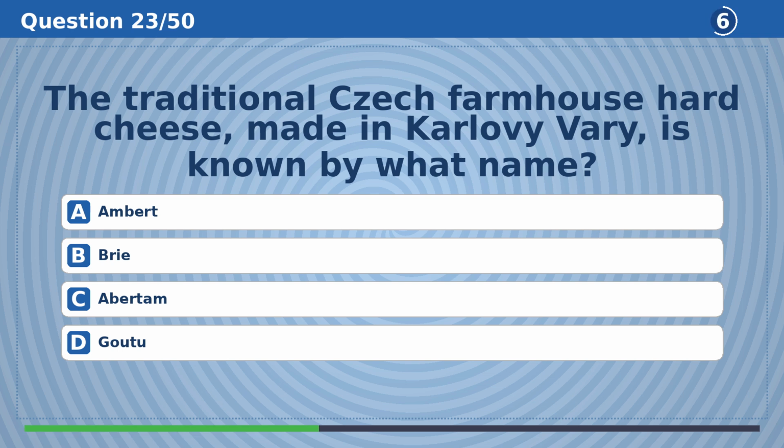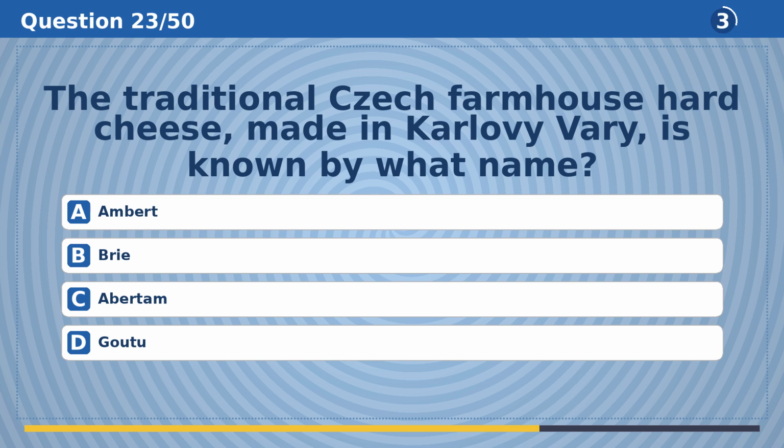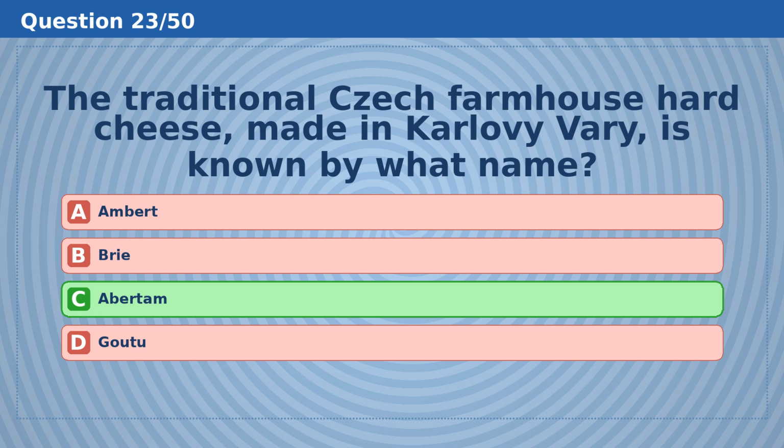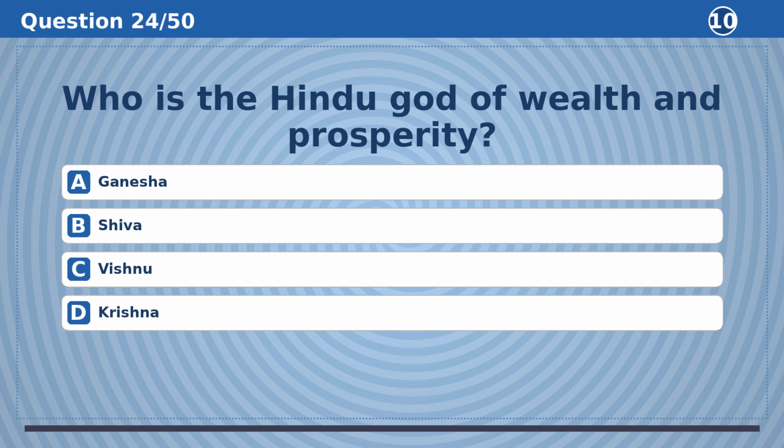The traditional Czech farmhouse hard cheese made in Karlovy Vary is known by what name? The answer is C, Abratam.